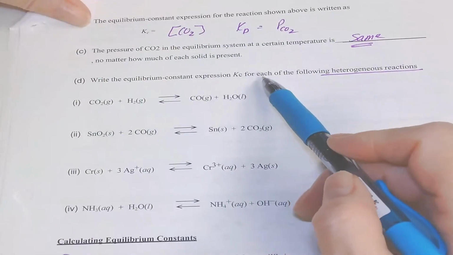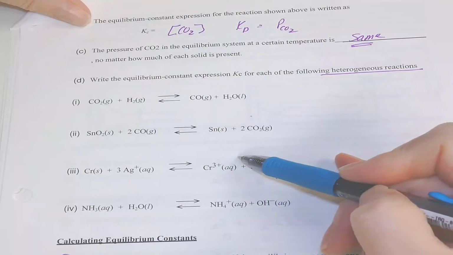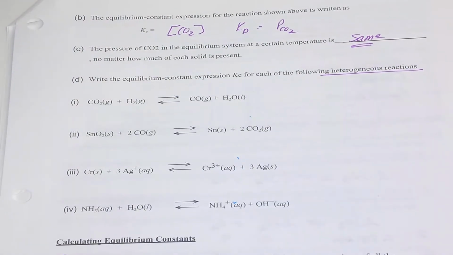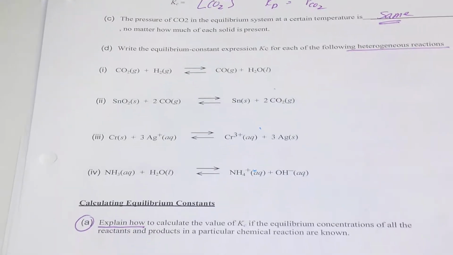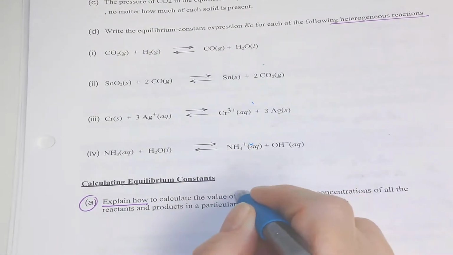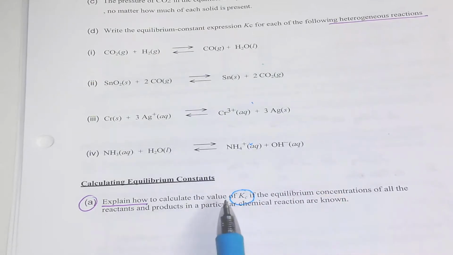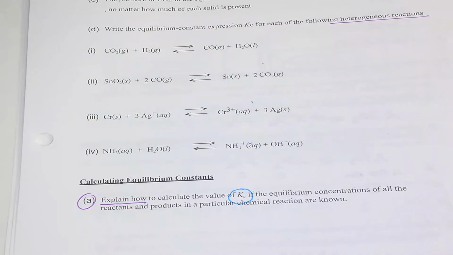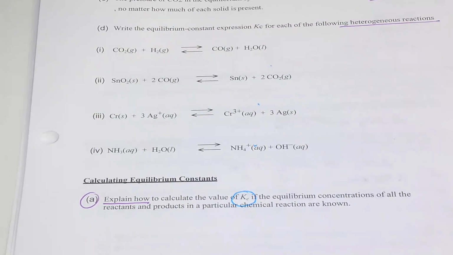So go ahead and write the K expressions for all of these, making sure that you leave out pure liquids and solids. See if you can explain how you're going to calculate the value of K if you have the concentration of all reactants and products. That's pretty simple math to be able to do. That's your first level of equilibrium problems.